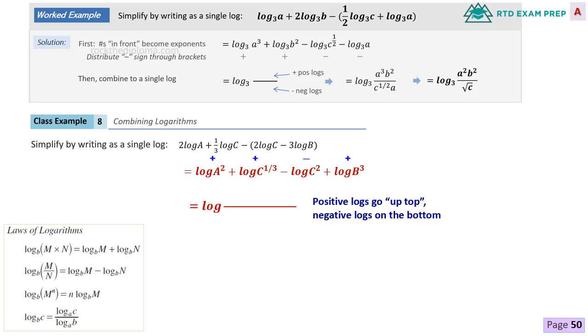Once we've identified which terms are positive, we will put the arguments of those terms in the numerator of our single-termed log expression. This means that a squared, c to the 1/3, and b cubed go in the numerator, while the c squared goes in the denominator.